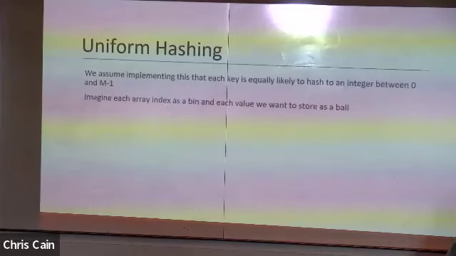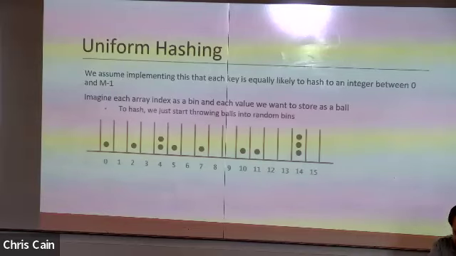So we can now visualize each array index as some kind of bin, and each value we want to store as a ball. We want to be doing this as random as possible, throwing balls into bins, such that after we're done, each bin has the same number of balls. So this would be something like we would expect if we had a table size of 16 and we threw some balls into it.